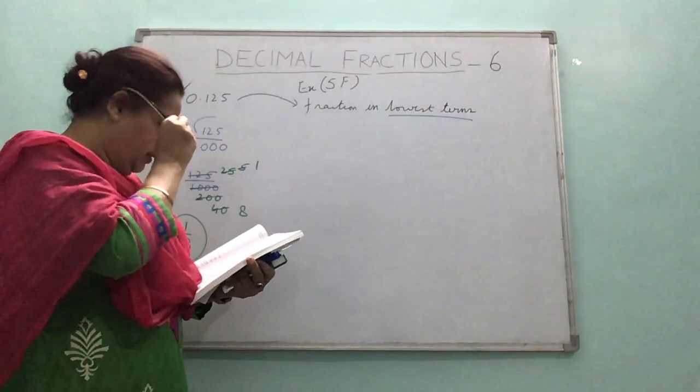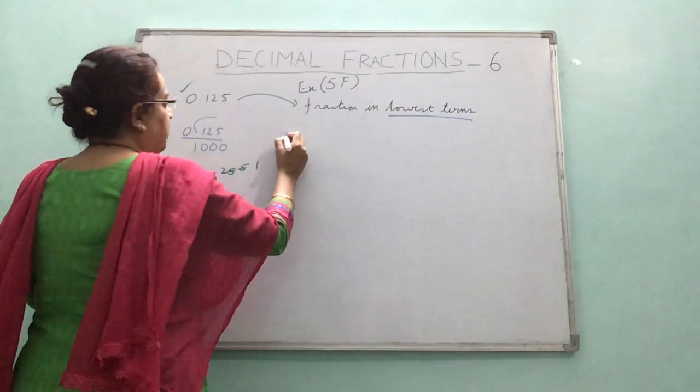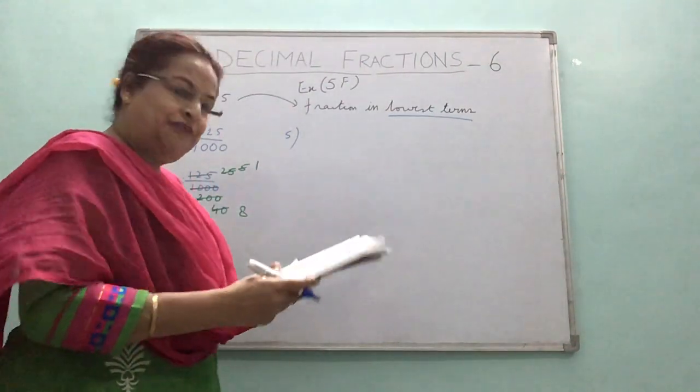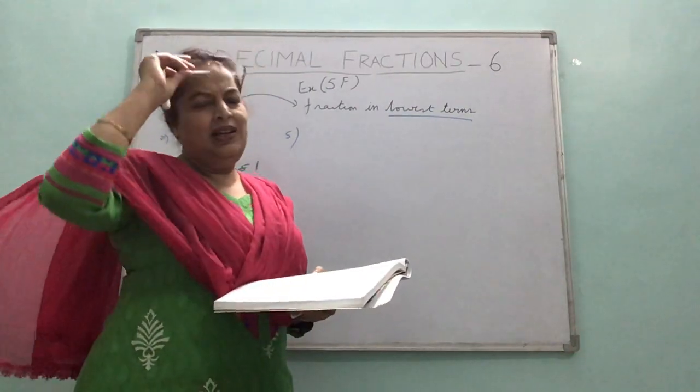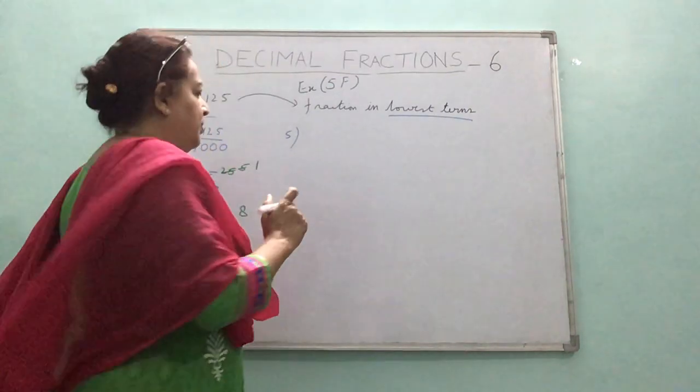Let's take question number 5. Question number 5. What is it? 8 rupees 5 paisa. 8 rupees. Didn't I teach you how to convert paisa to rupee? I think let's convert that also.